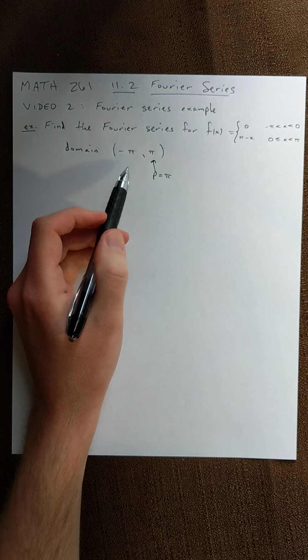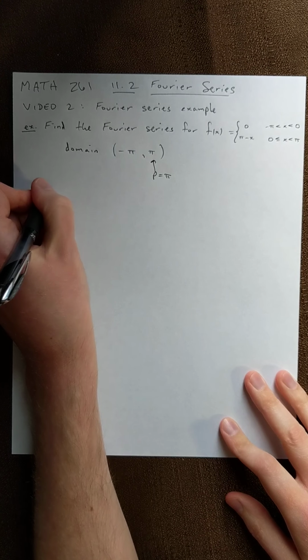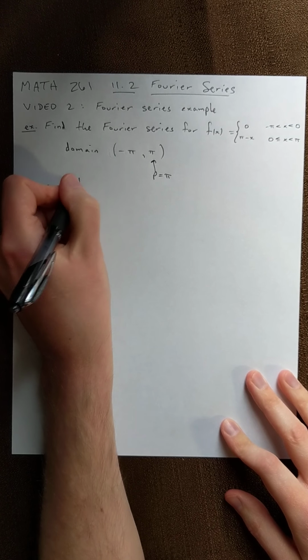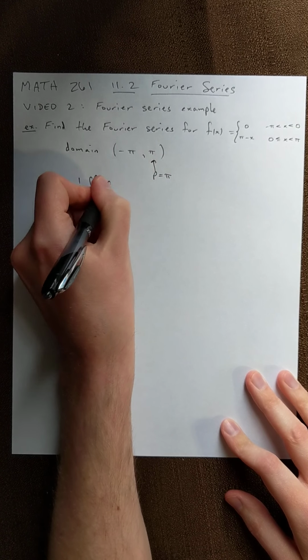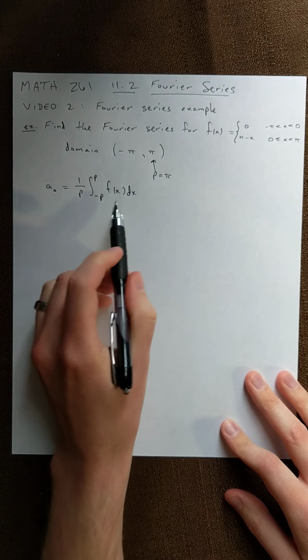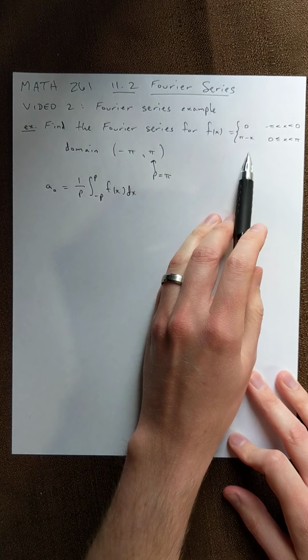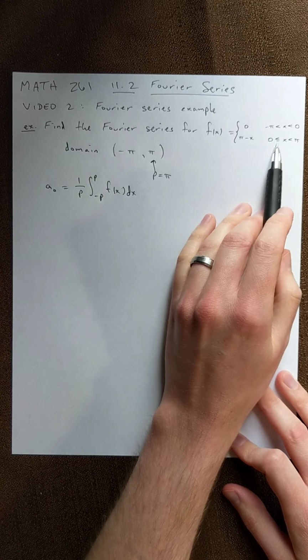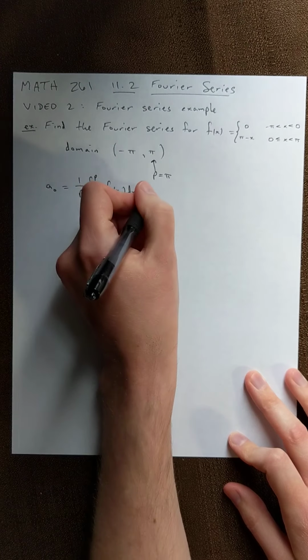minus pi. Okay, so what that means is when I plug into our formula for a0, which is 1 over p definite integral minus p to p f of x dx, all the p's are going to be pi. And the f of x is this function. And so right away that means that we're going to have to split it into two integrals, an integral from minus pi to 0 and an integral from 0 to pi.